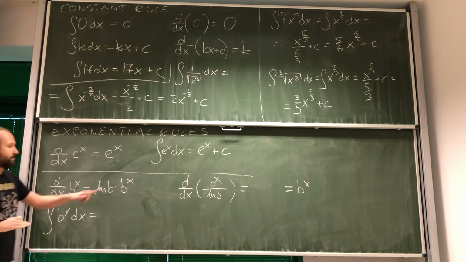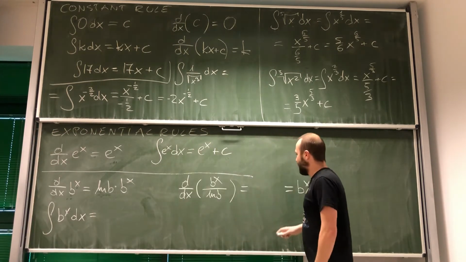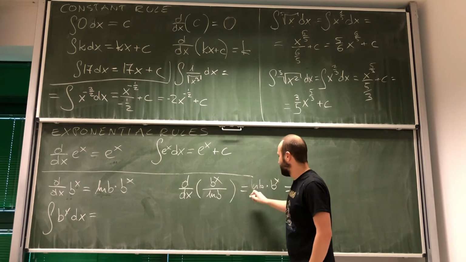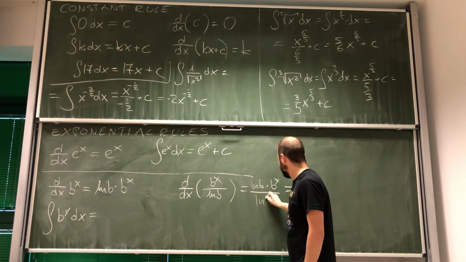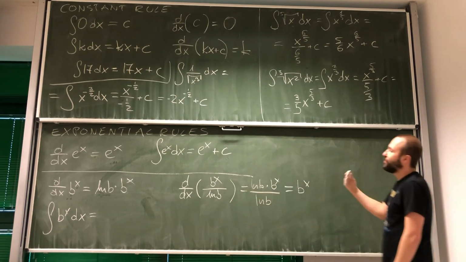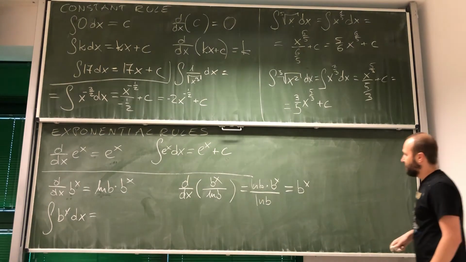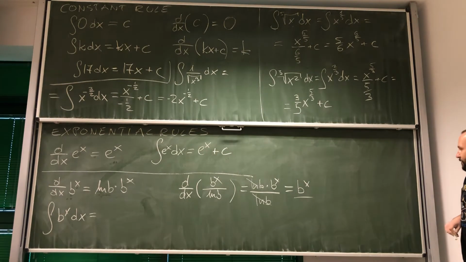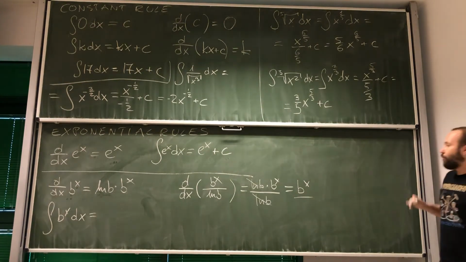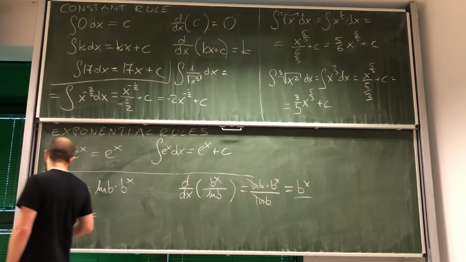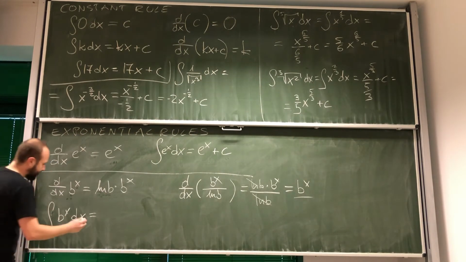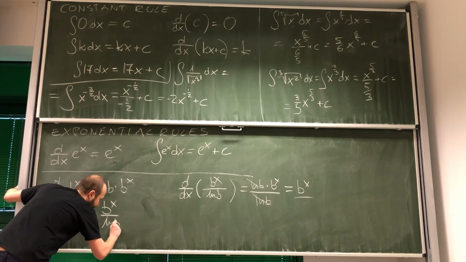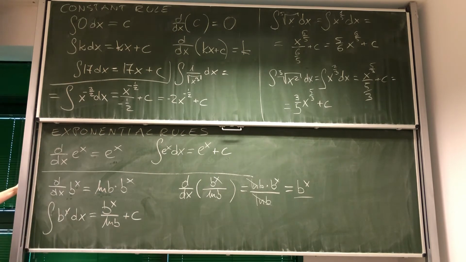Okay, so now if I'm differentiating this expression, I'm getting that this is ln(b) times b to the power of x divided by ln(b), right? Remember, ln(b) is a constant. We don't need to use the quotient rule. Those two cancel each other out. We get b to the power of x. So, what we get out of this is that the integral of b to the power of x is equal to b to the power of x over ln(b), and of course plus c.